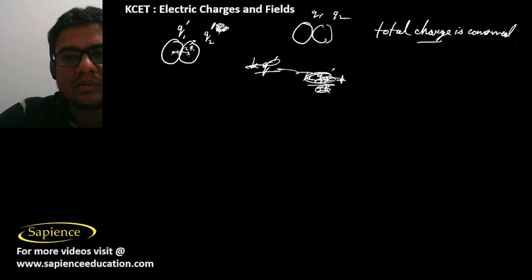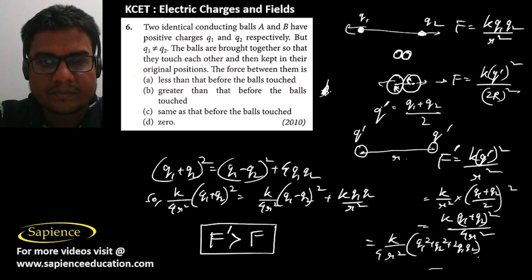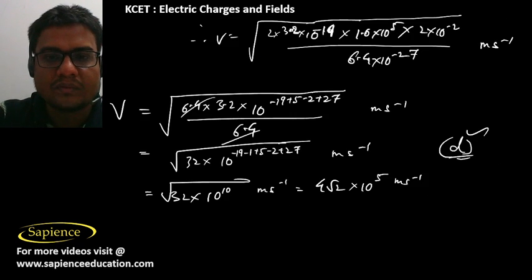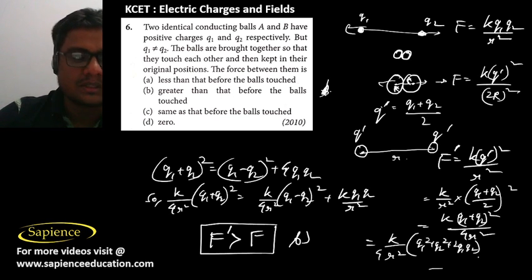So the total charge is conserved. It means that q1 plus q2 should be equal to 2q dash. So it means that q dash should be equal to (q1 plus q2) by 2. Okay. So it means that the new force, the force in between them, is greater than that before the balls touched. It means that option B is the correct answer.